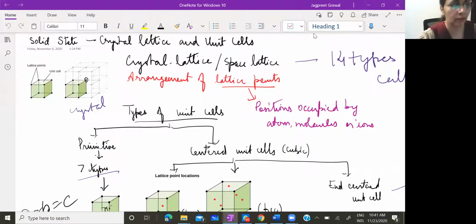Hello everyone. Today I'll be discussing the chapter solid state. From the chapter, I'll be discussing the topic of unit cell.